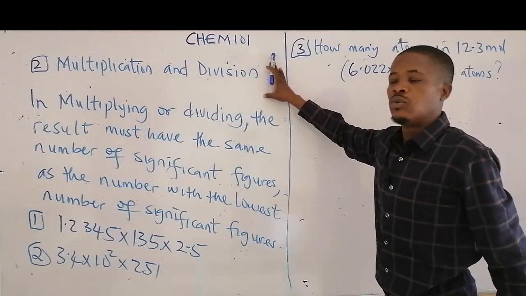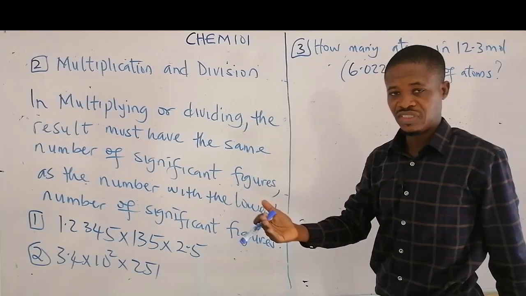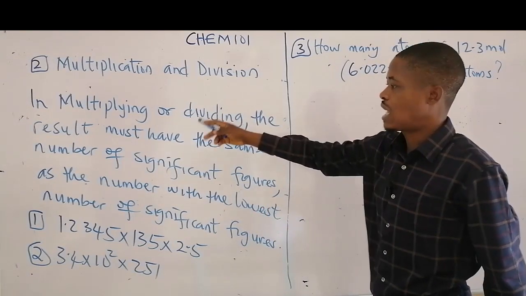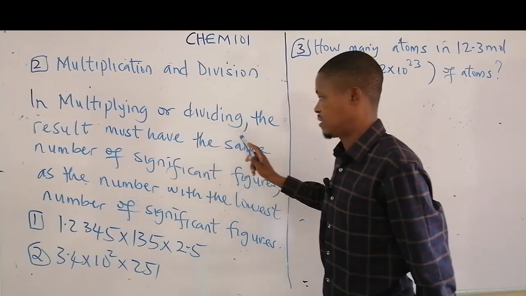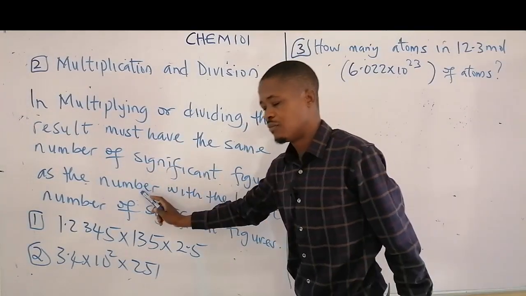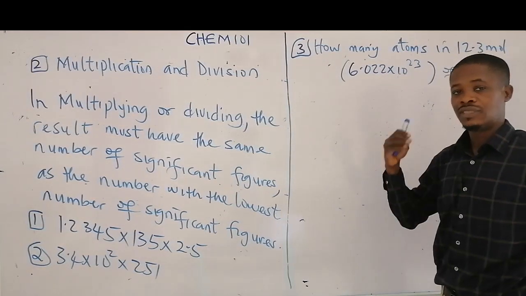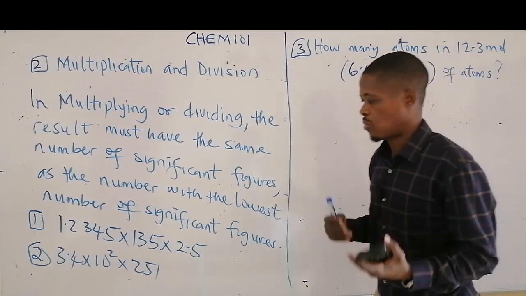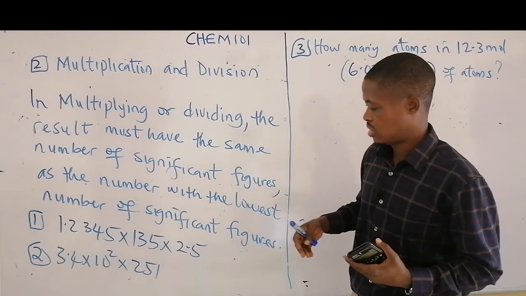We are looking at multiplication and division. What are the rules for significant figures for multiplication and division? In multiplying or dividing, the result must have the same number of significant figures as the number with the lowest number of significant figures. So when you are multiplying, you get your answer, then you check.